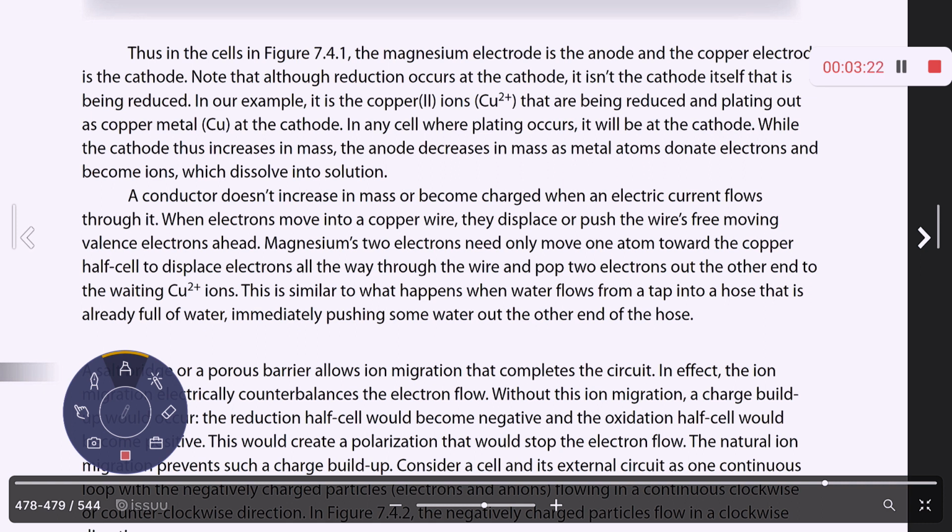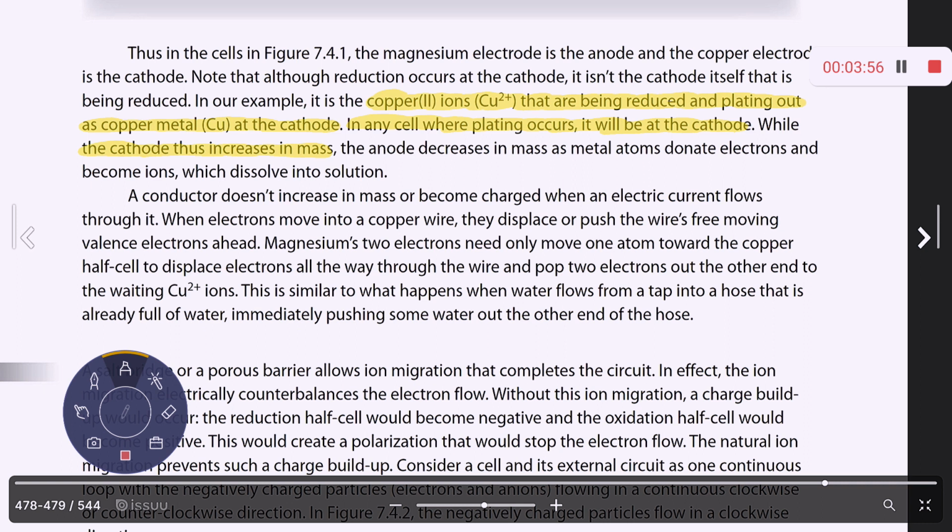Okay. So here we've got copper 2 ions that are being reduced. So that means they're gaining electrons, and when they gain electrons, they turn into copper metal. So when they turn into copper metal, this is happening at the cathode. Plating means you are accumulating that solid metal on that electrode, okay? So that means that electrode will gain mass. So here it says the cathode increases in mass.